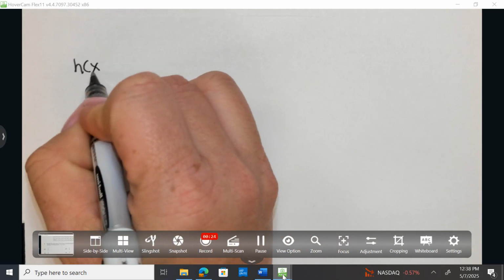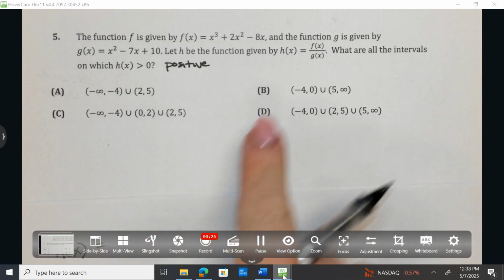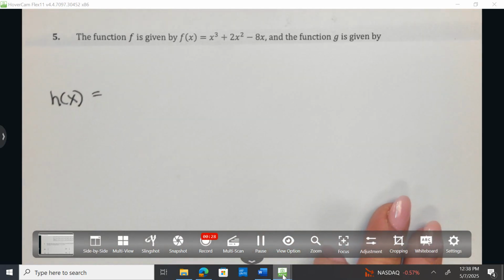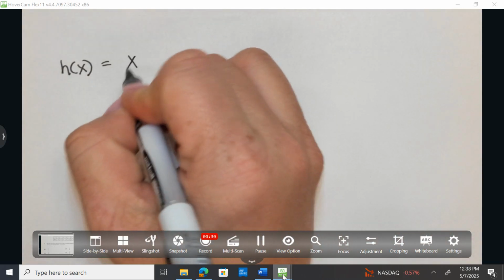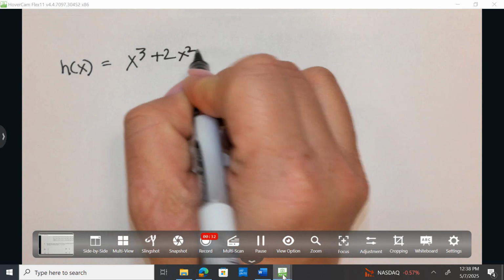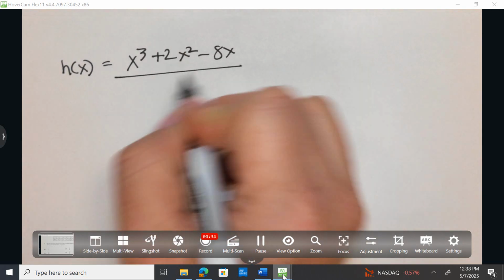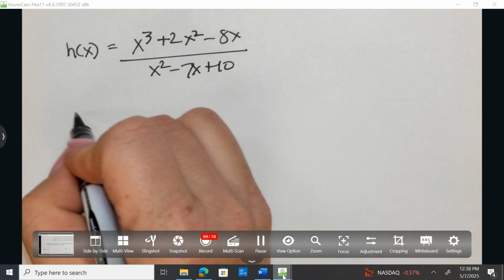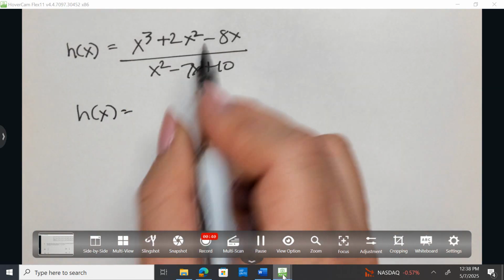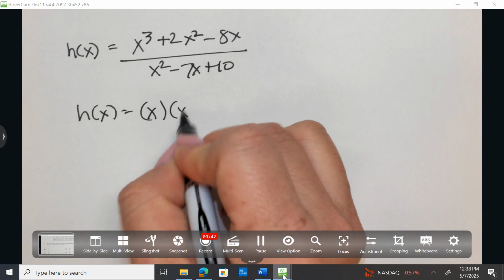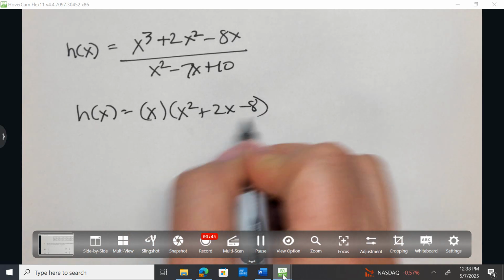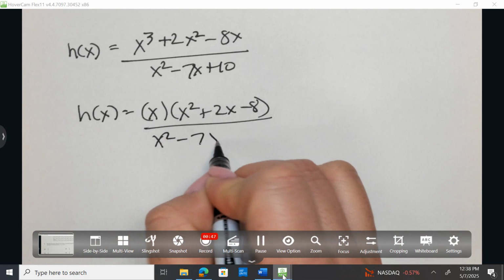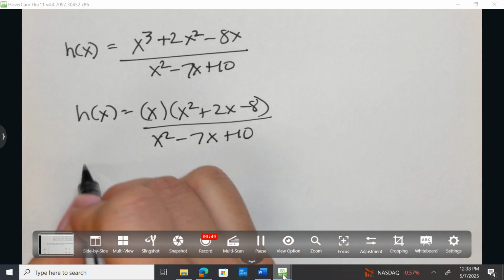So let's get started. I'm going to write down h, and so h is going to be these two quantities divided, specifically with f on top and g on the bottom. So x cubed plus 2x squared minus 8x divided by x squared minus 7x plus 10. If you haven't done so, go ahead and factor this. I can factor out an x. I'll be left with x squared plus 2x minus 8 over x squared minus 7x plus 10.